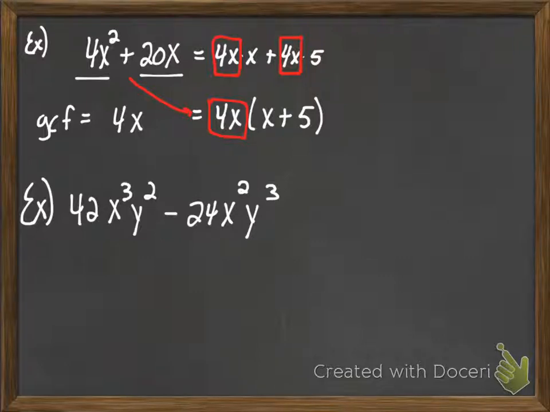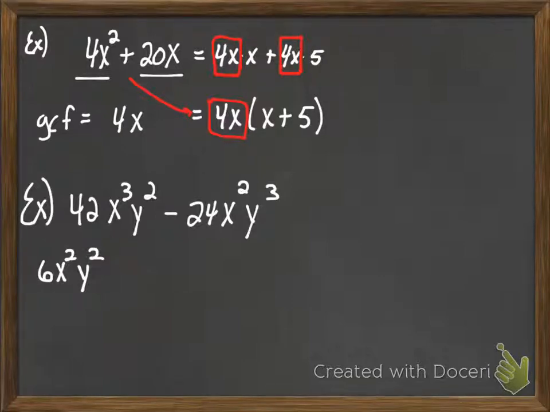So consider the following example: 42x cubed y squared minus 24x squared y cubed. Okay, so we begin by looking at the numbers. So let's first find our GCF. So 42 and 24, we look at those and say, well, after a little bit of thought, 6 will go into both of those. We can also pull off an x squared. So x shows up in both. The smallest is an x squared. And we have a y cubed and a y squared, so we can pull out a y squared.